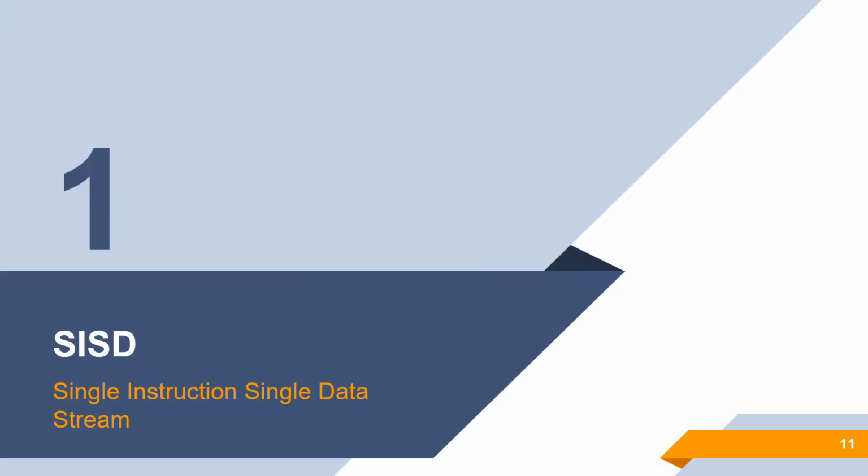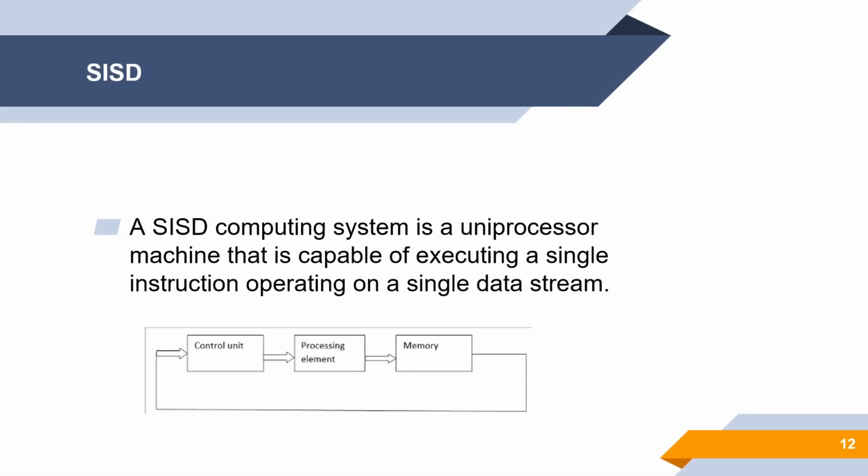So, the topic we are going to see now is SISD and SIMD. So what is basically SISD and SIMD? SISD stands for Single Instruction Single Data stream. It is a type of computer architecture in which a single processing unit executes a single instruction on a single data item at a time. This type of architecture is commonly used in simple microprocessors and embedded systems. It is a uniprocessor machine capable of executing a single instruction.